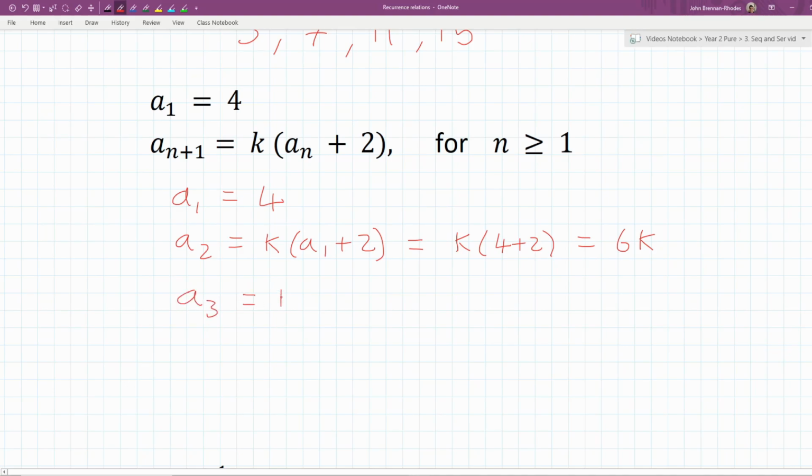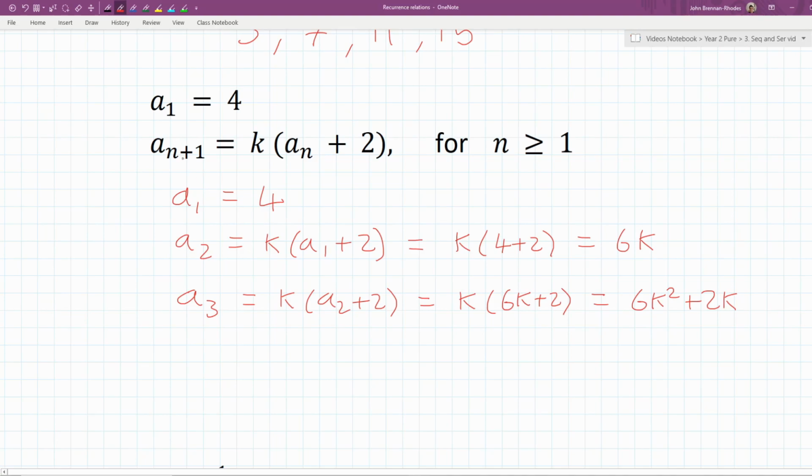a3 is going to be equal to k times (a2 plus 2), which is equal to k times (6k plus 2), so that's equal to 6k squared plus 2k. So this could be the start of a question where they then tell you the sum of the first three terms equals 27, find k.